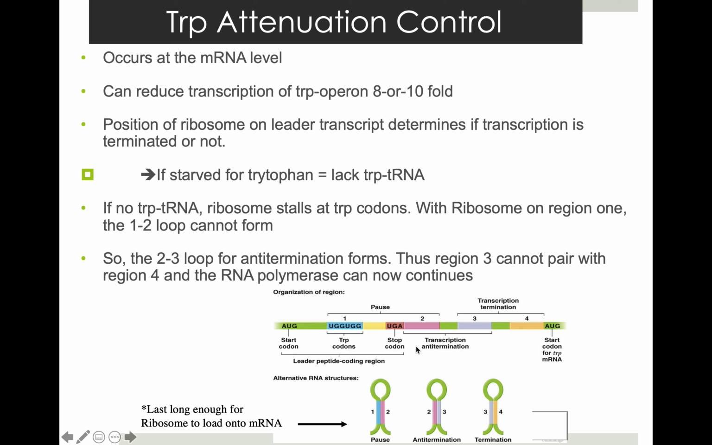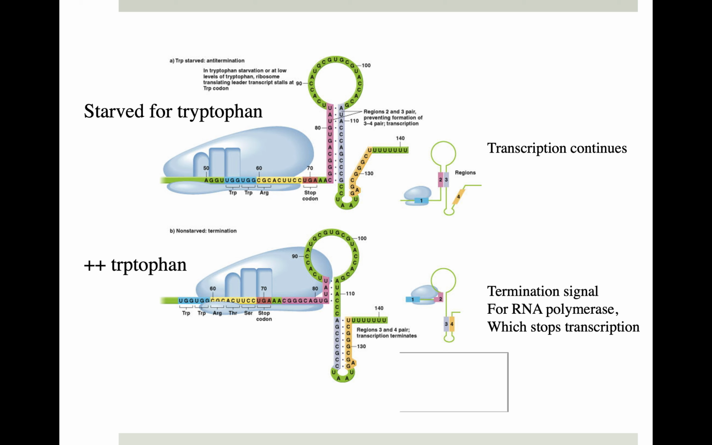Okay, so if this forms a loop, it could still continue transcription. But you also have to bear in mind that sometimes, when these two occur together, these two will also form a hairpin, which signals for termination, which means that transcription will stop. Let's take a look at the two conditions just now.